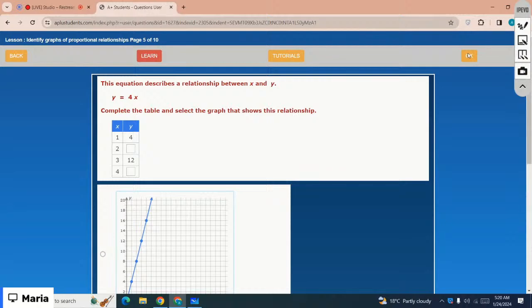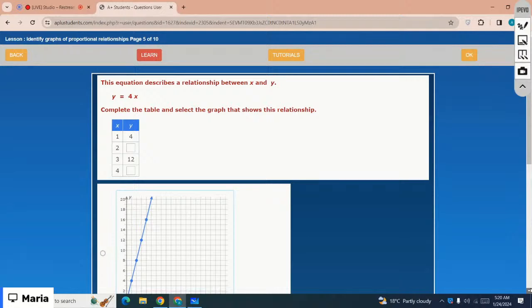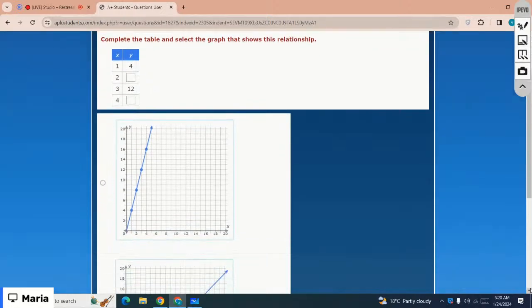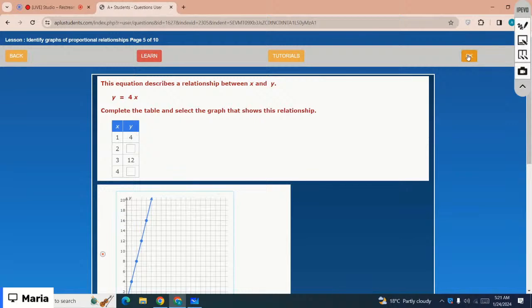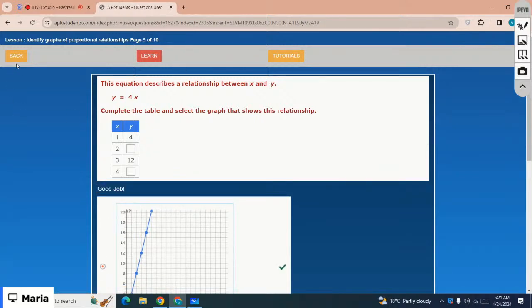Okay, the next one is y equals 4x. Complete the table and select the graph that shows the relationship. So, which is the correct option? Yes, option number one is the correct option. Okay, you can complete the lesson by yourself later today. Let me just move on to the next lesson.